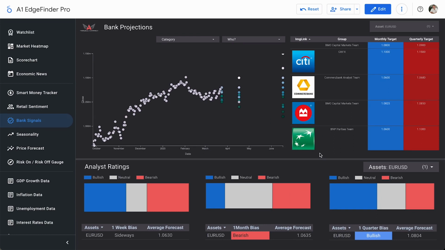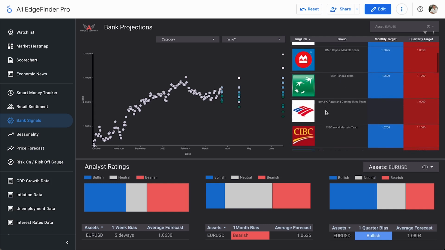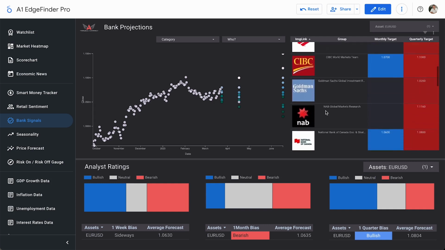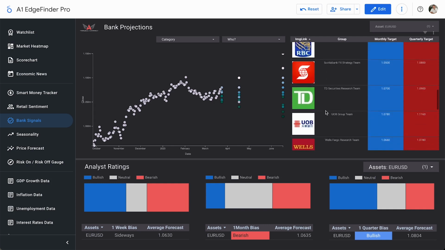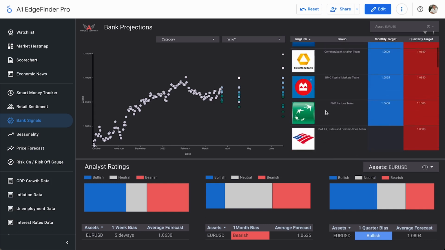If you're unfamiliar with the Edge Finder or you're unfamiliar with the bank signals tab, I'm going to explain exactly what we're looking at really quickly for you guys because, again, I think this is such a cool feature. So what we're taking a look at here is analyst and bank projections on all of these different assets that we have in the Edge Finder. So you can see here, there are banks all over the world with market research teams that put out forecasts or projections on where they think price is heading on all of these different assets.